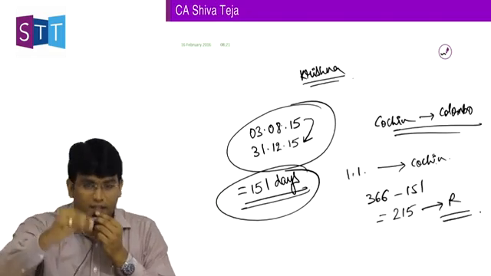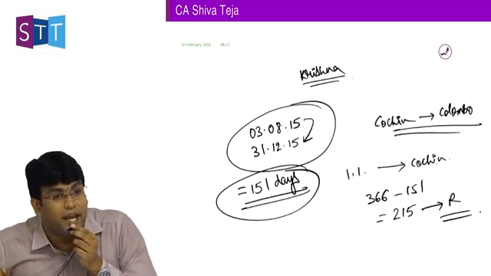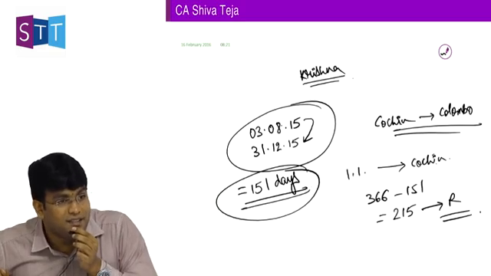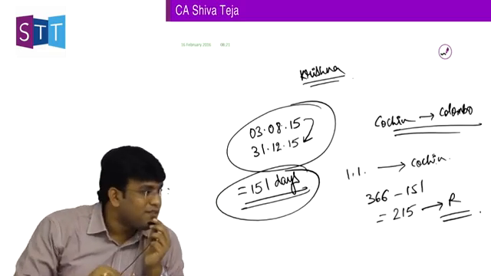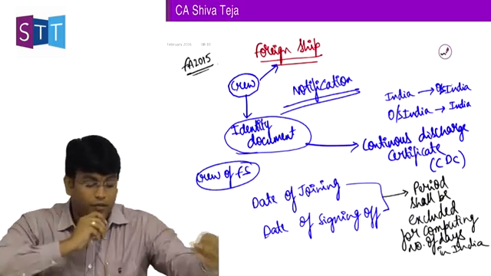So the period from the date of joining the ship to the date of signing off from the ship is excluded for calculating the number of days in India. Are you getting this, friends? Whoever is writing, please take it down. Very important.